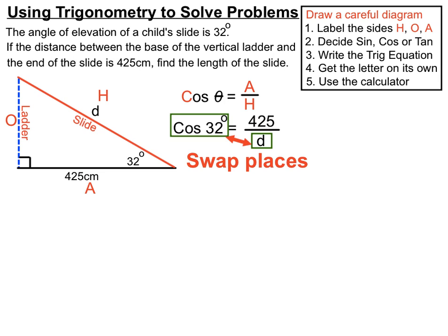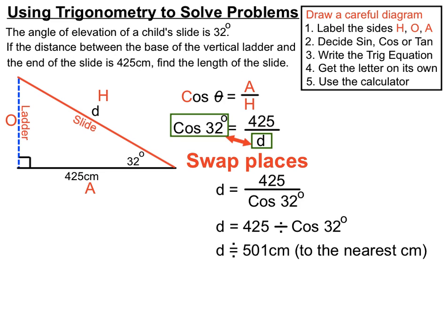So when the letter is on the bottom of a ratio, we have to swap places with the sine, cos or tan section. Now if they swap places, the letter will be on the left and the cos 32 will be underneath the 425, and we'll just be careful about processing that into our calculator. Now the bottom of any fraction divides into the top, so we could interpret this 425 over cos 32 as 425 divided by cos 32.